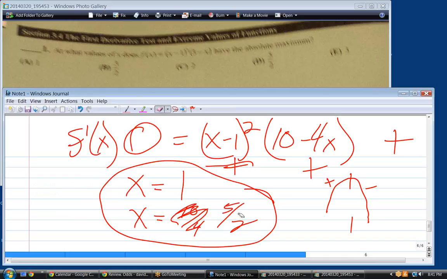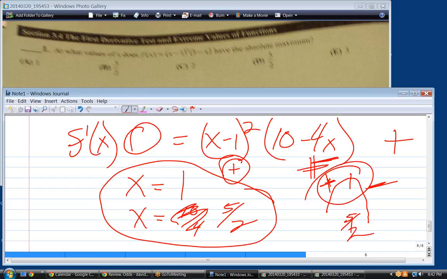Now let's look at 5 halves. Well, when I go to the left of 5 halves, let's say the number 2 would be to the left of 5 halves, this is positive, this is positive. So there's our positive to the left of 5 halves. When I go to the right of 5 halves, say the number 3, that's positive, but this is negative. So we go from positive to negative at 5 halves, so that's the maximum. All right.